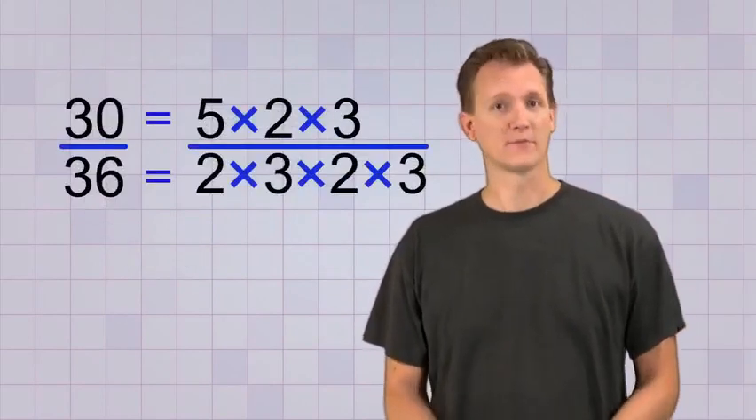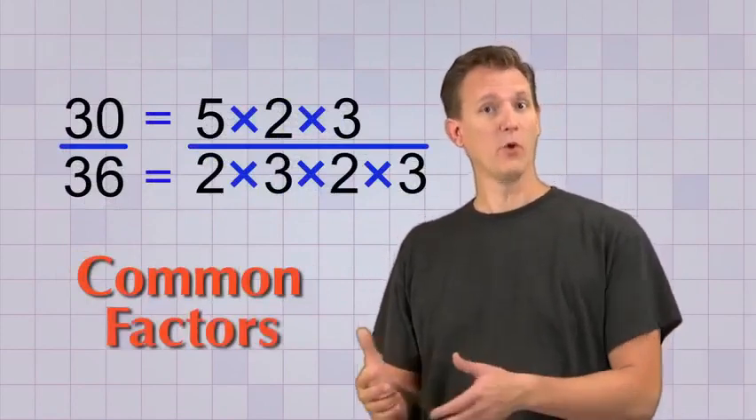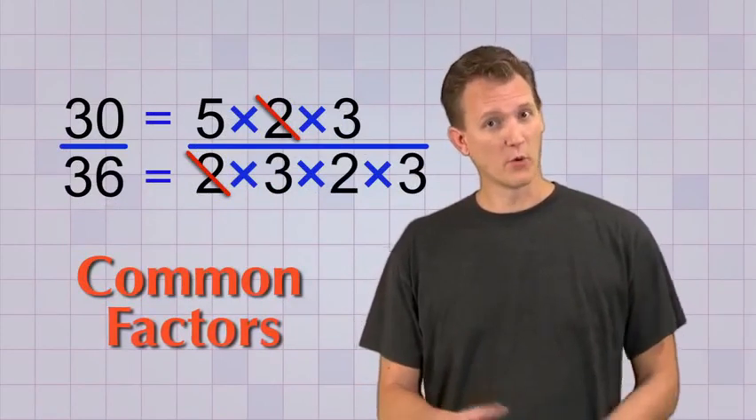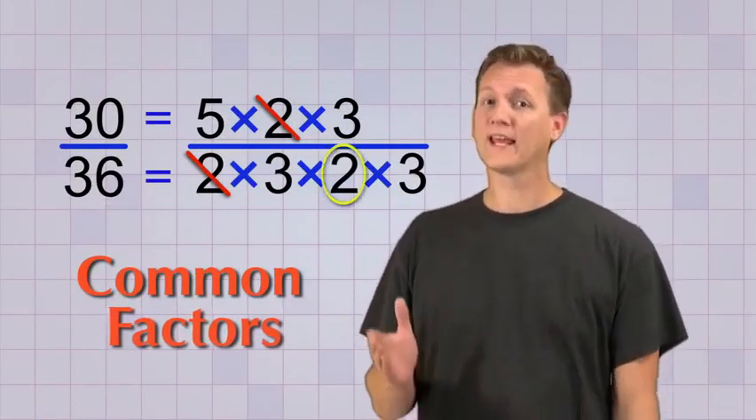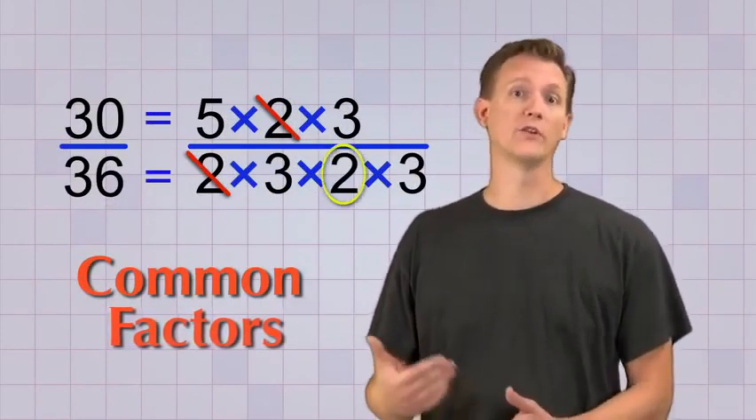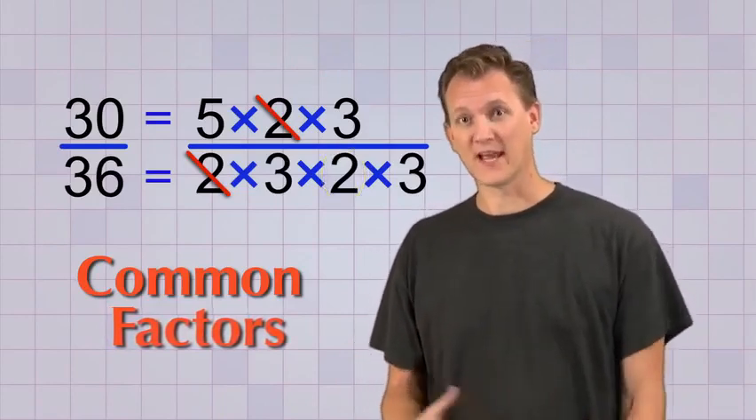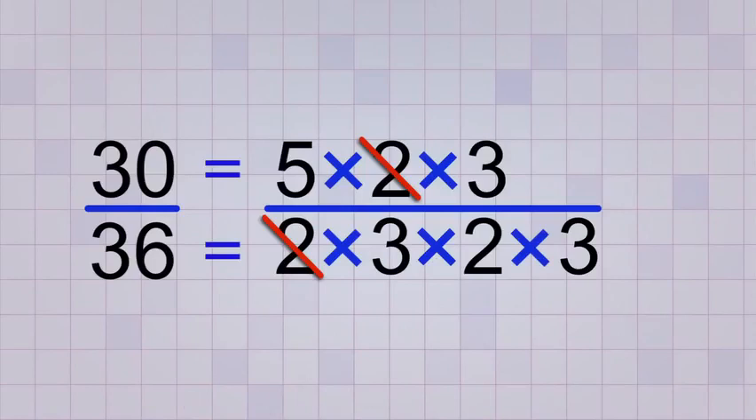Well, it looks like we do have some common factors. There's a 2 on both the top and bottom that will cancel each other out. And even though there's more than one 2 on the bottom, we can only cancel one of them out because there's only one 2 on top. Remember, you always have to cancel common factors as pairs. Now we can see that there's another pair we can cancel. There's a 3 on both the top and bottom, so we can just cross those out. Okay, that's all the common factors we can cancel.